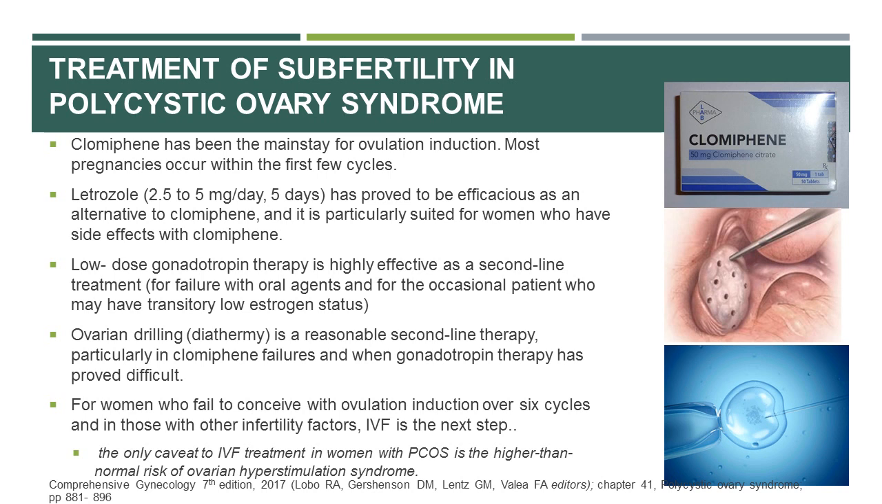Ovarian drilling or diathermy is a reasonable second-line therapy also, particularly in clomiphene failures and when gonadotropin therapy has proven difficult. For women who fail to conceive with ovulation induction over 6 cycles and in those with other infertility factors, then IVF is the next best step. The only caveat to IVF treatment in women with PCOS is the higher than normal risk for ovarian hyperstimulation syndrome, or what we call OHSS.